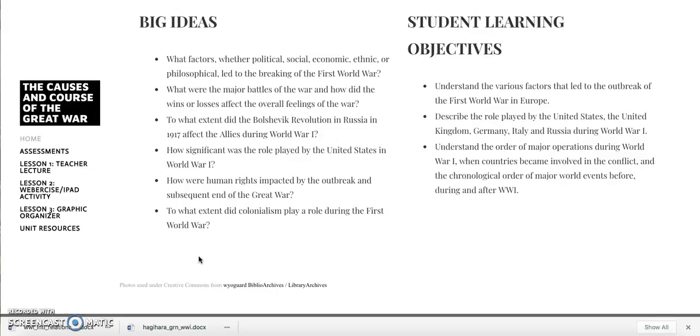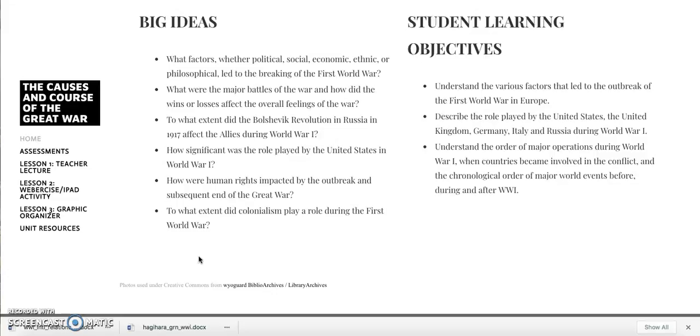Number 5, how were human rights impacted by the outbreak and end of the Great War? One notable instance that many historians are aware of is the Armenian genocide that occurred along with the Ottoman Empire's reign. So many people are aware that that is one of the biggest human rights violations on record up till that date.